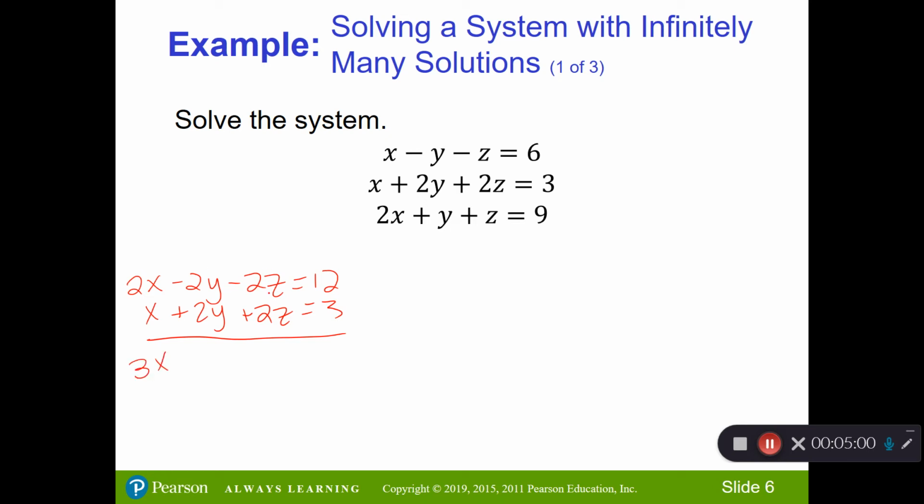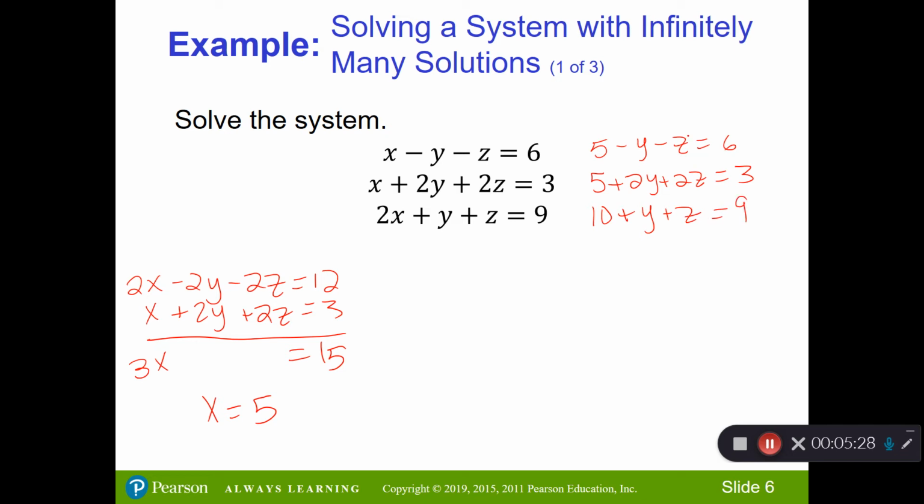3x, those drop out, equals 15. x is 5, right, if we divide by 3. Well, once I know x is 5, I can plug back into these equations and simplify them. So I would have 5 minus y minus z equals 6. 5 plus 2y plus 2z equals 3. 10 (5 times 2) plus y plus z equals 9.